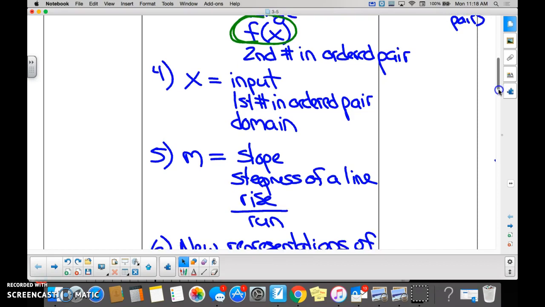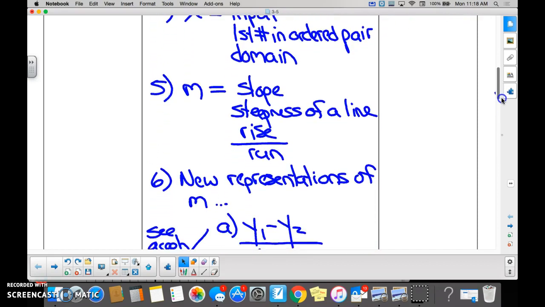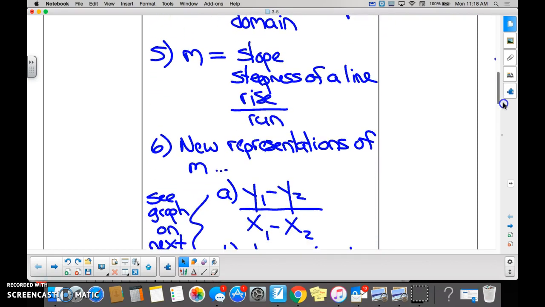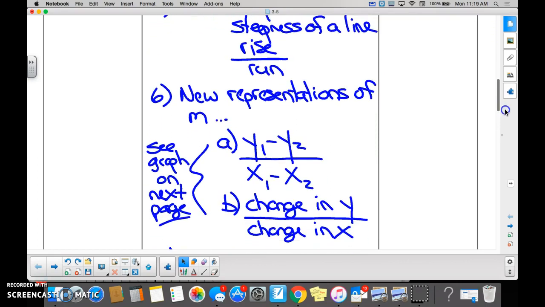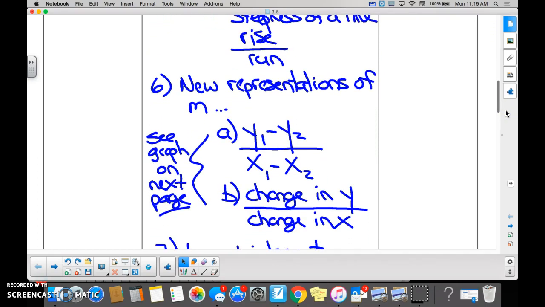Nothing really new in x. M, we had some new stuff for m. So it's a slope, it's the steepness of a line, it's rise over run. Then we went down to number 6 and we said, what are some new representations of m?